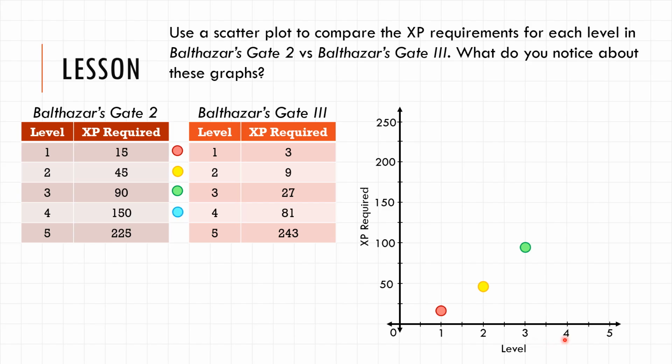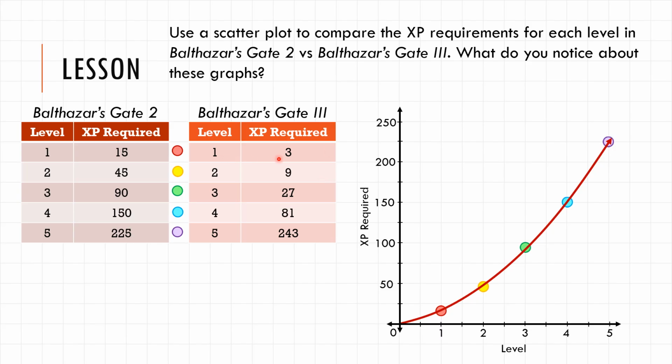At level 4, we need 150. At level 5, we need 225. And that creates, they're not exactly in a line, although they do kind of look like they're in a line. It's more like a very slight curve. Like the requirements do get a little bit harder each time. And we can see that the difference between these does get bigger and bigger each time, but not by too much. On the other hand, what do the XP requirements for Baldur's Gate 3 look like?